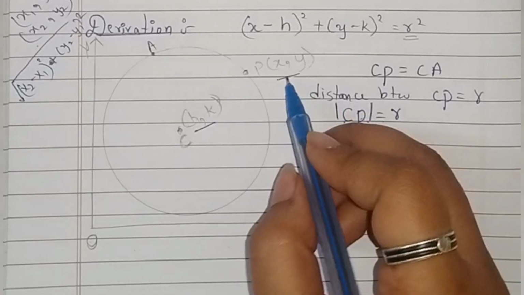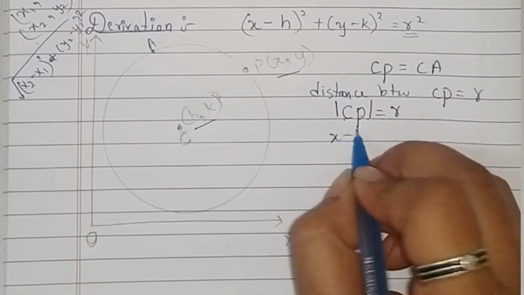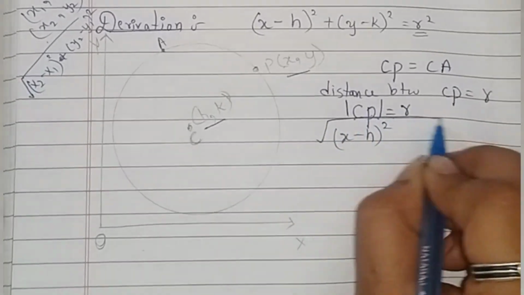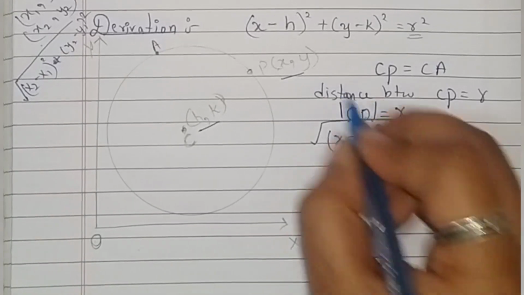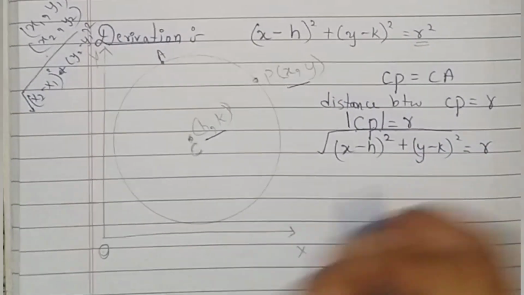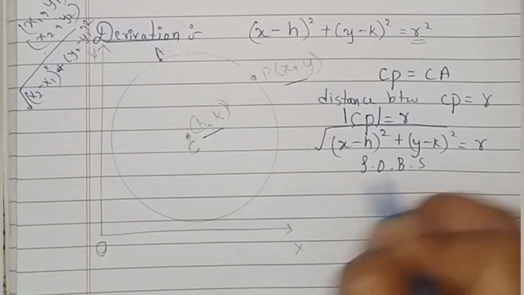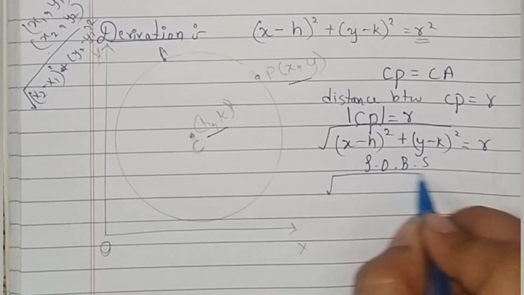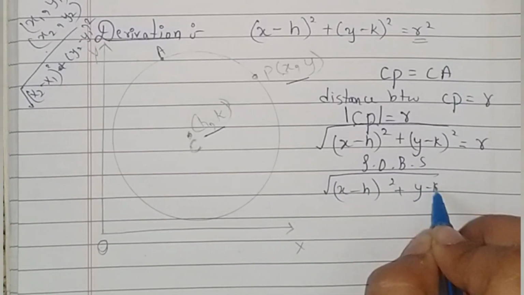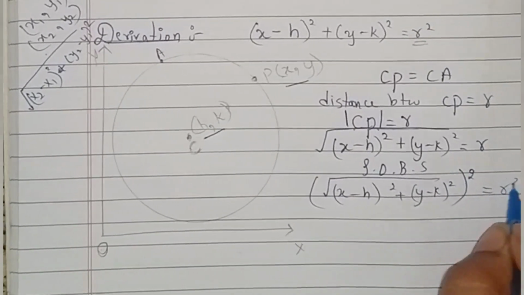CP I have written, right? So this is x minus h. The square root of (x minus h) the whole square plus (y minus k) the whole square is equal to r. On squaring both sides, we get (x minus h) the whole square plus (y minus k) the whole square, which is equal to r square.